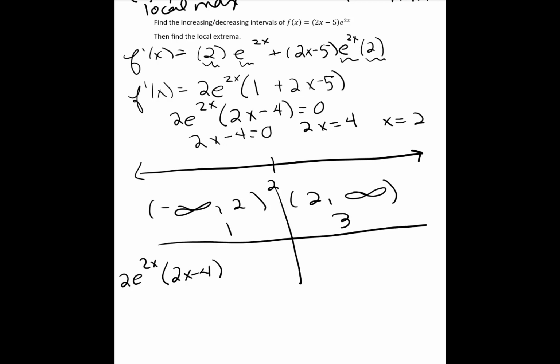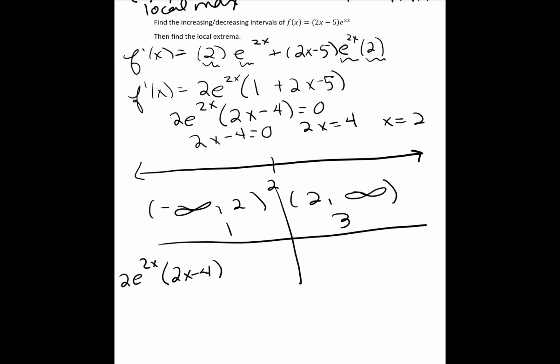So I have this long number line with only one split at 2. Negative infinity to 2, and 2 to infinity. I'm going to be testing the sign of 2e to the 2x times 2x minus 4. I'm going to pick a point. Let's say we pick 1 and 3. So closest numbers on each side.